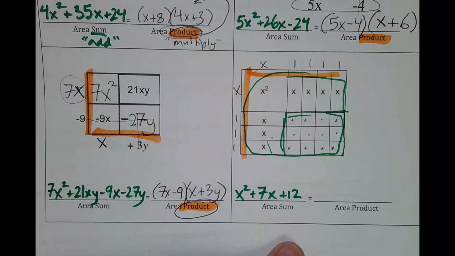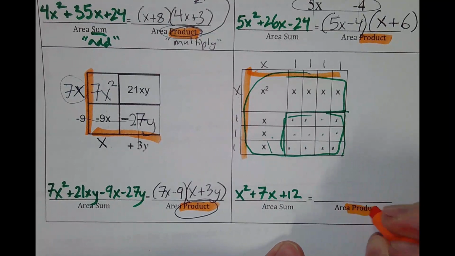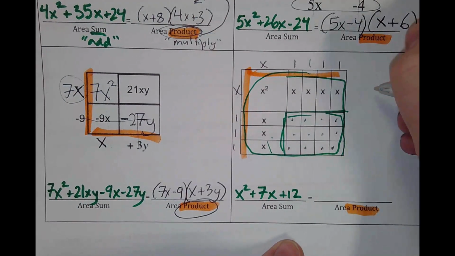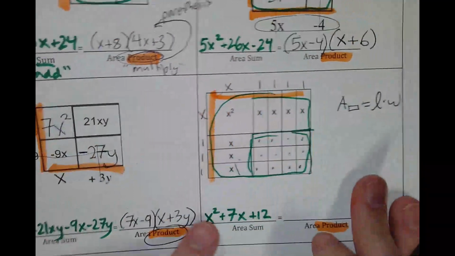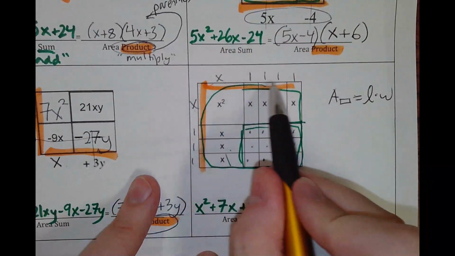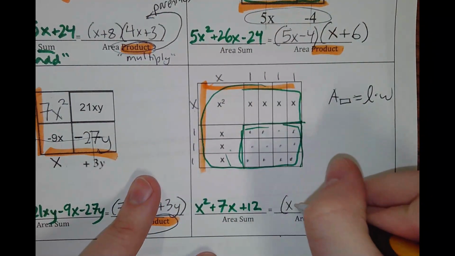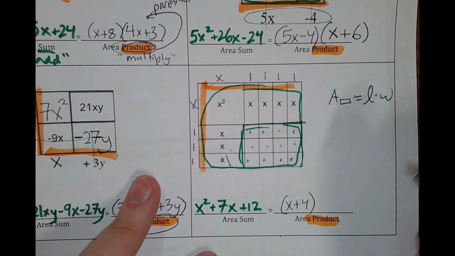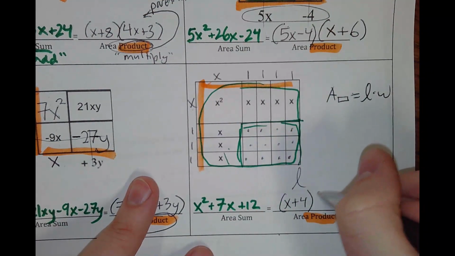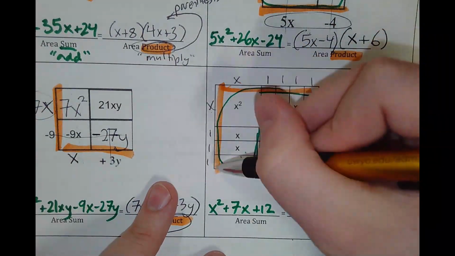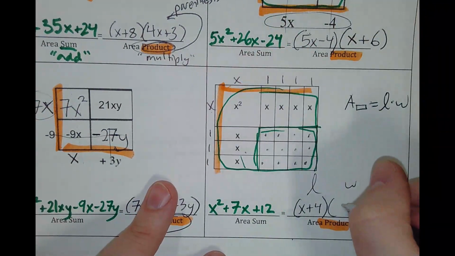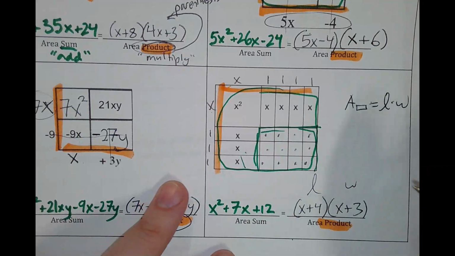And finally, going to give us the product. How long is the length of this rectangle? Remember, area of a rectangle is equal to length times width. So let's count how long this is. X plus 4 in parentheses. That's how long it is. And what's the width? The width, or the other length, is x plus 3. That's my answer.